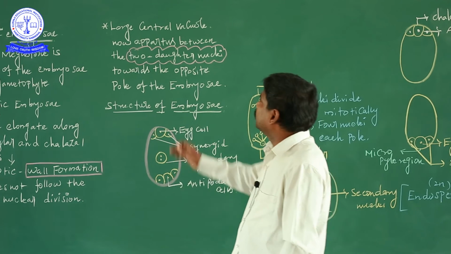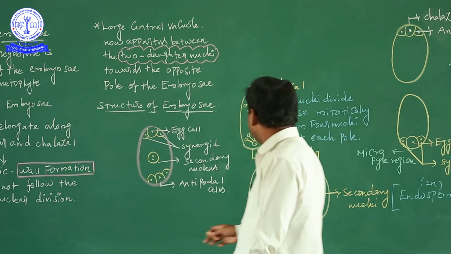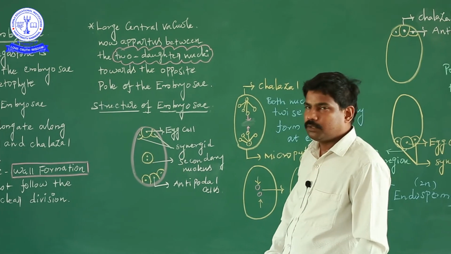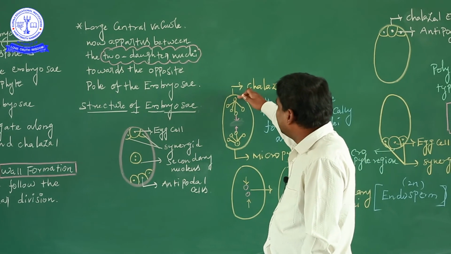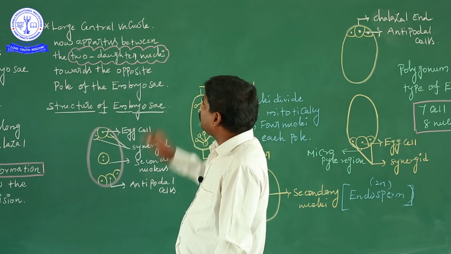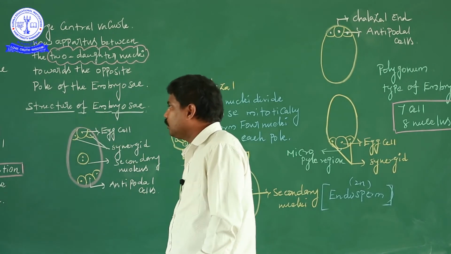Then the spindle apparatus forms between the two daughter nuclei. Both poles are present, the north pole and the south pole, meaning one pole and the other pole. So the two daughter nuclei move towards the opposite poles of the embryo sac.